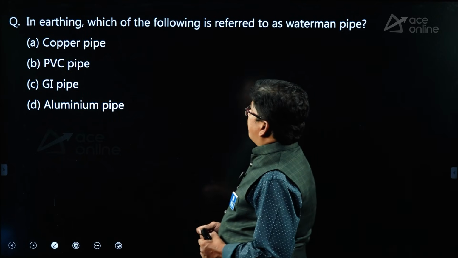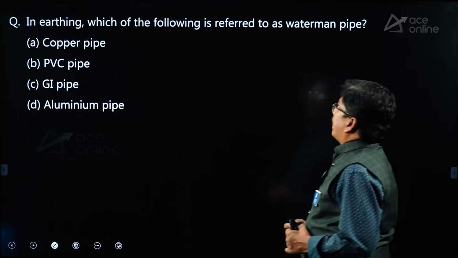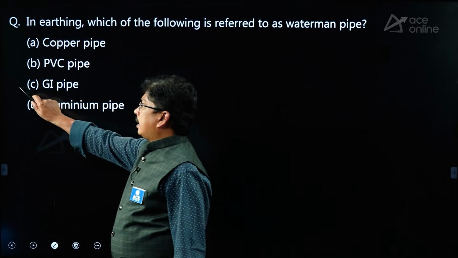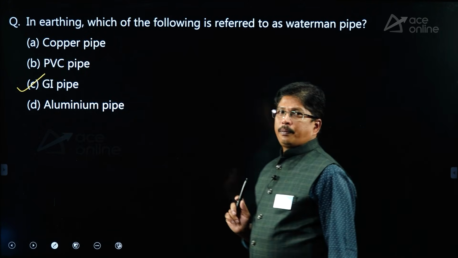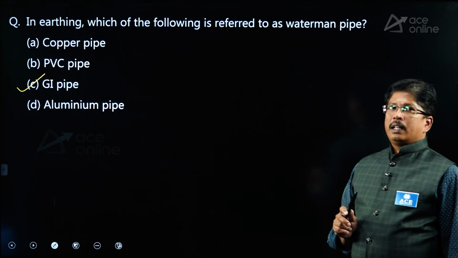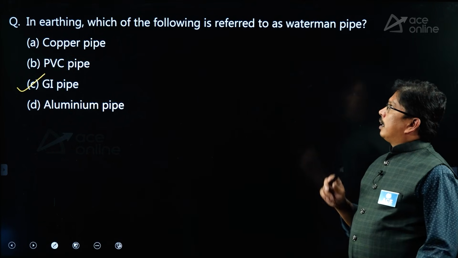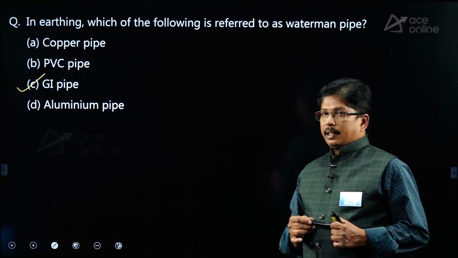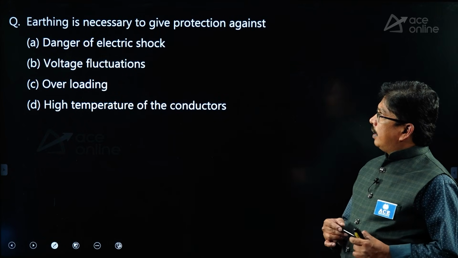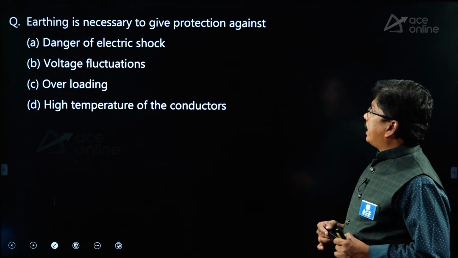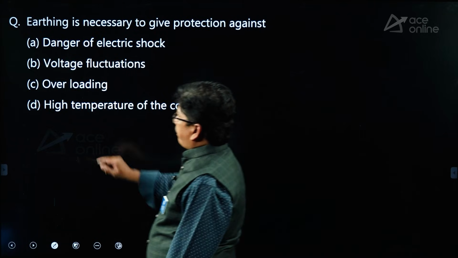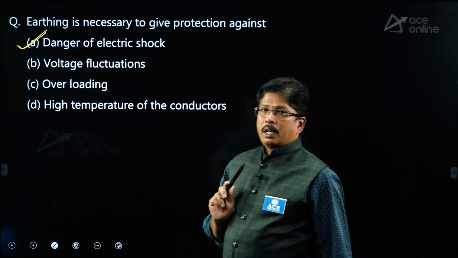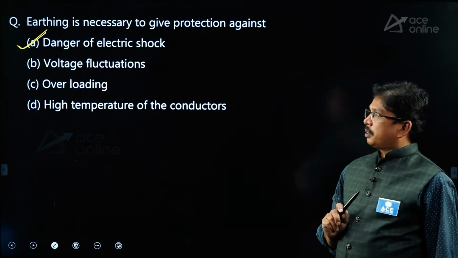In earthing, which of the following is referred to as waterman pipe? GI pipe is always called the waterman pipe, students. Whatever GI pipe we are having, that is called the waterman pipe in earthing. Earthing is necessary to protect against electric shock. Earthing is always necessary to avoid the problems of electric shock, students.